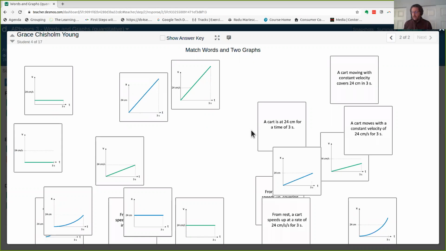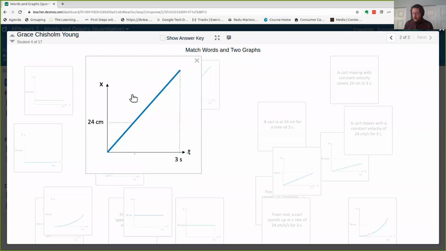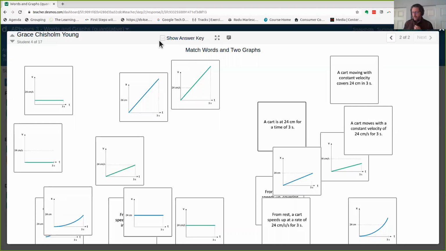So this is the second screen, the one that has both velocity and position graphs and descriptions. So all three of those need to be matched together. I'm going to talk through it, and I have a key so I can tell when I'm right or not, and I know you don't. But let's start talking through it.